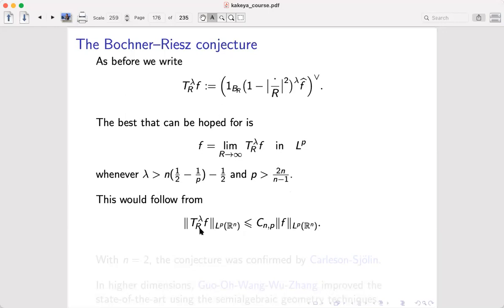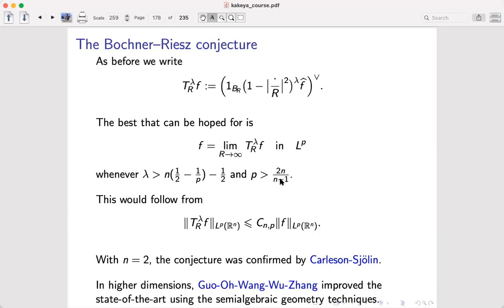In two dimensions, this was proved by Carleson and Sjölin, so that in two dimensions p is equal to four. And in higher dimensions, Guo, Oh, Wang, Wu, and Zhang very recently improved the state of the art using these semi-algebraic geometry techniques that I've been talking about.